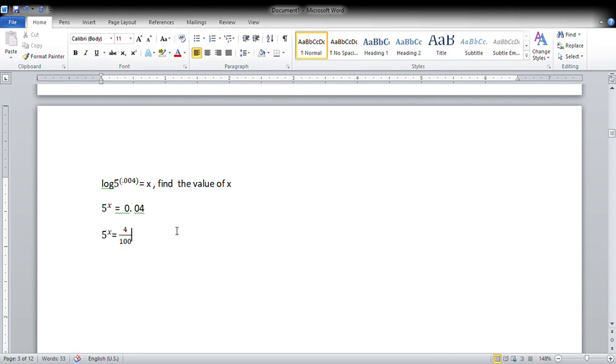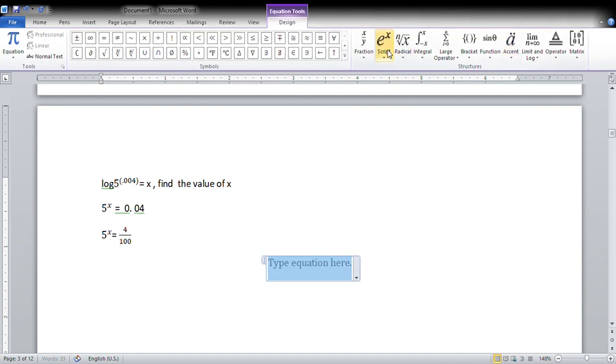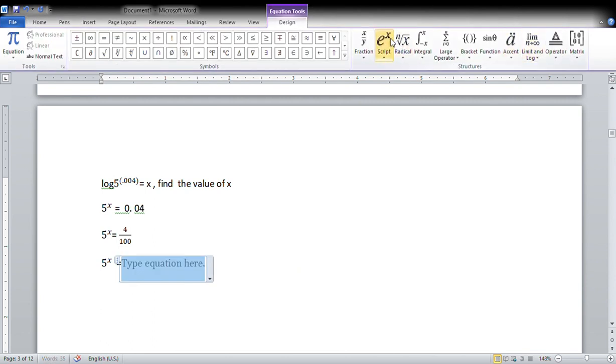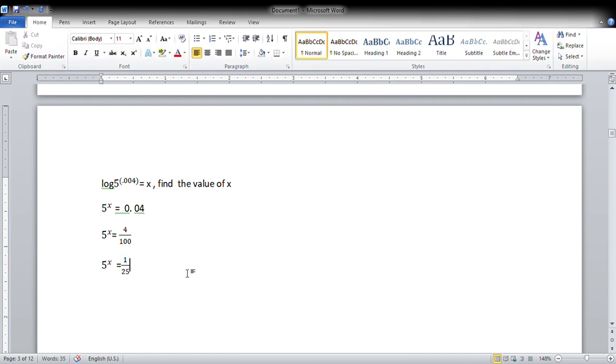So simply you can write it as 5 to the power x. 5 to the power x is equal to 4 by 100, and 4 by 100 is 1 by 25, right?